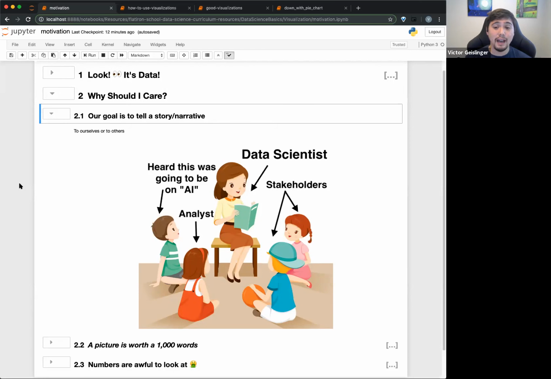But I think it's an important part, not just to communicate to other stakeholders, but also to yourself, to be able to understand how to do this. So a big part of it is a picture's worth 1,000 words. You've heard this a million times, right? It's a picture's worth 1,000 words.